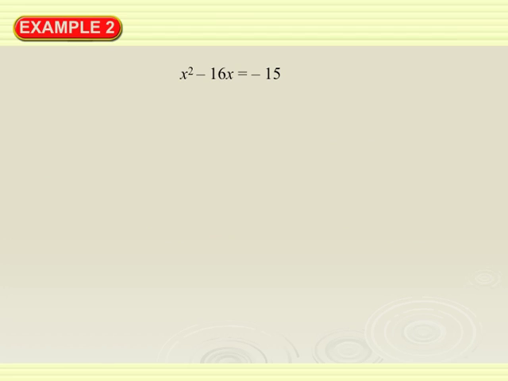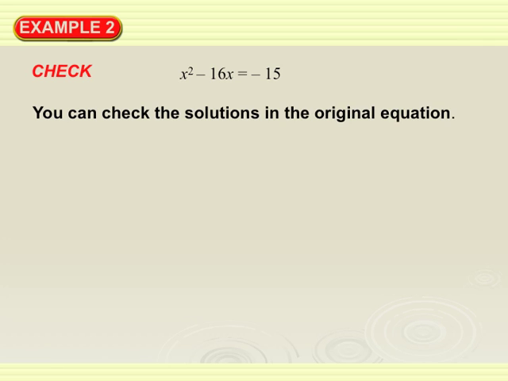I can check those solutions in the original equation. This is the equation we started with. And I can plug in both of the solutions, and let's see if they work. So if I plug in 15 for x in the original equation, 15 squared minus 16 times 15, is that equal to negative 15? When I do this math, I see that this in fact does check. Plugging in 15 for x does make the equation balance.